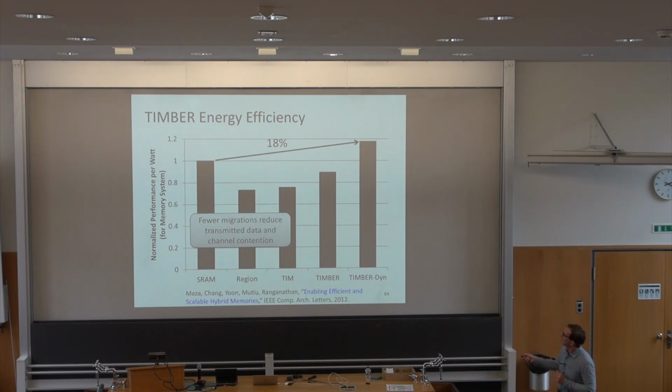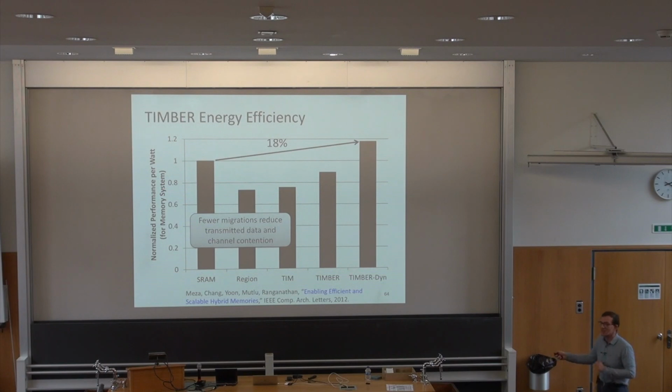Okay, and then with tags in memory in the same row, you get better energy efficiency, and by caching the tags intelligently with a small structure, you get a lot more energy efficiency. Again, you're closing the gap, as you can see over here. This is about 90% compared to the SRAM tag cache.